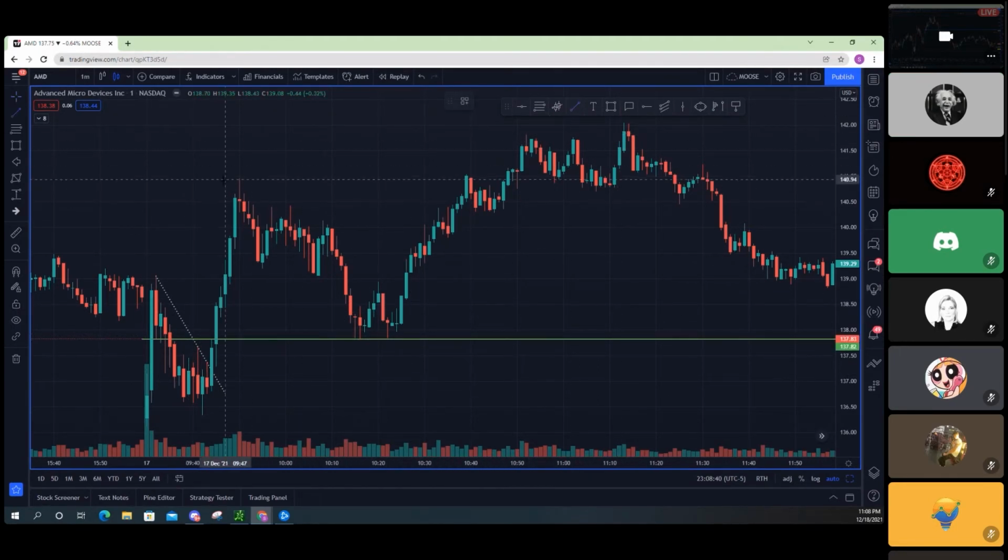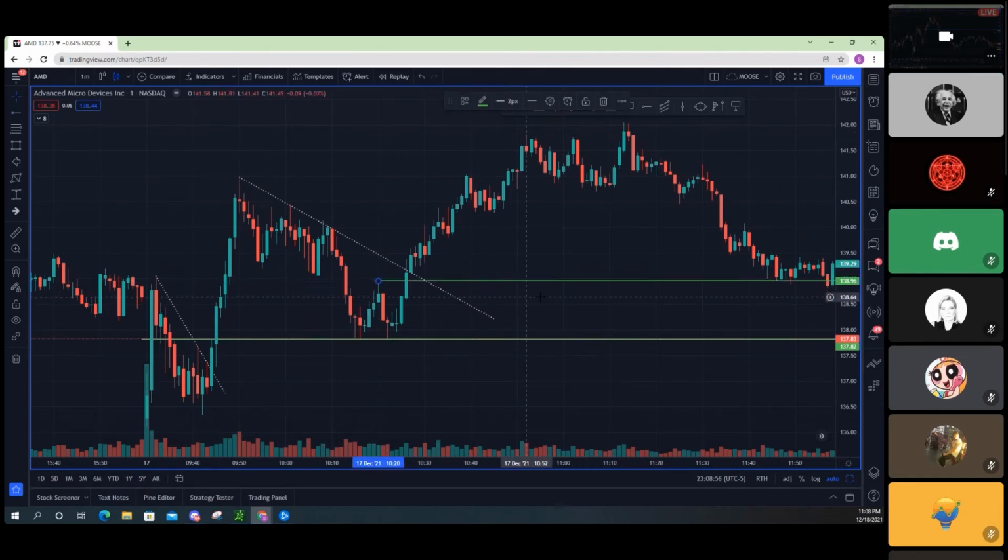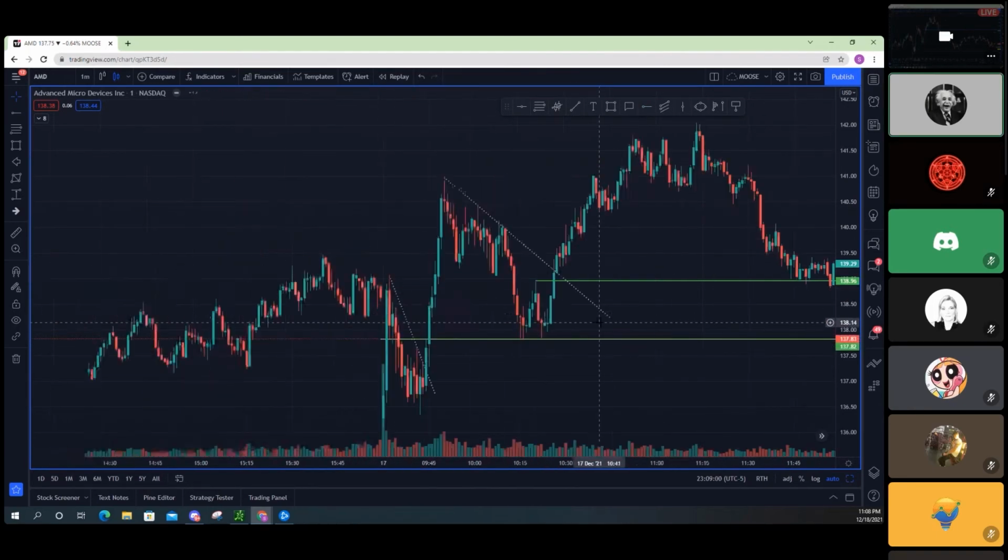Nice little double bottom. And it has a double bottom, correct. So it has one here. Where do you take the double bottom? Where's your entry in a double bottom, anyone? After it breaks the neck. Yep, so this would be your entry right here. That candle, maybe not loud, but that candle there.